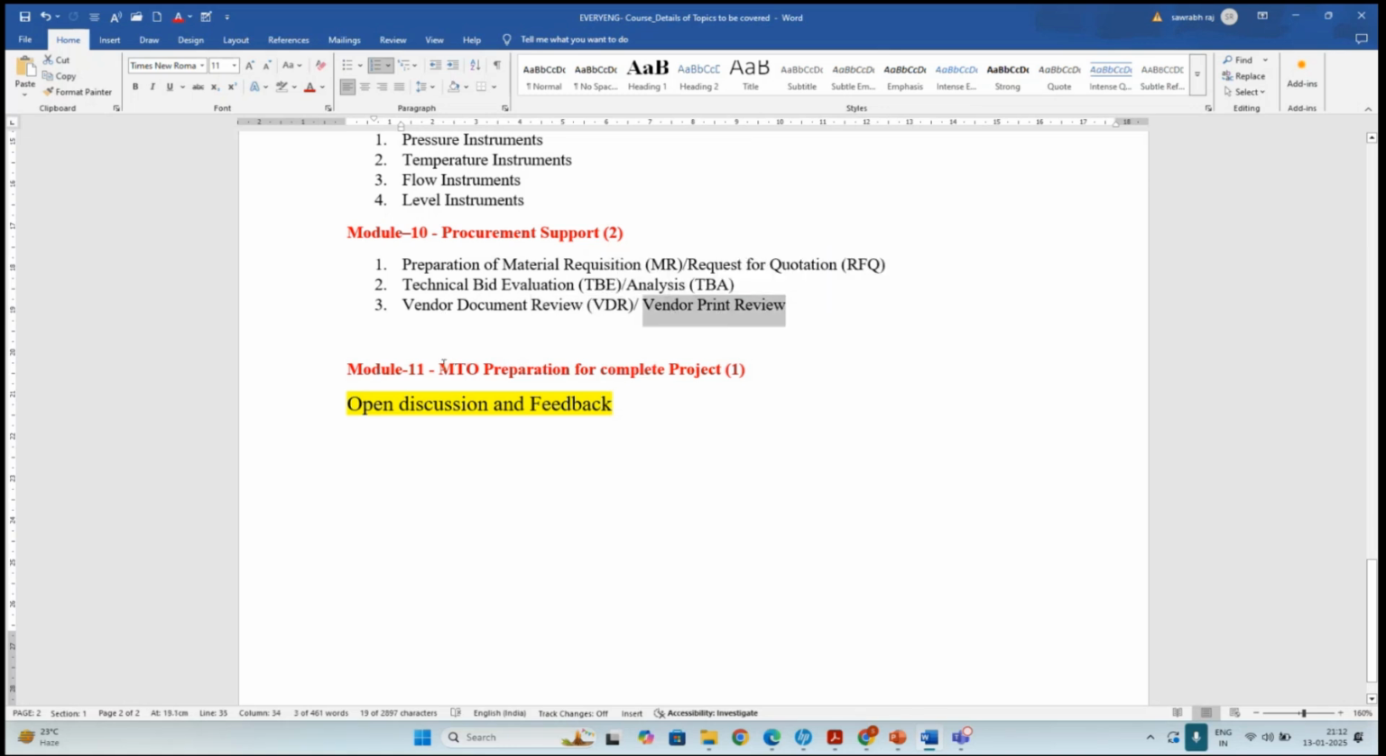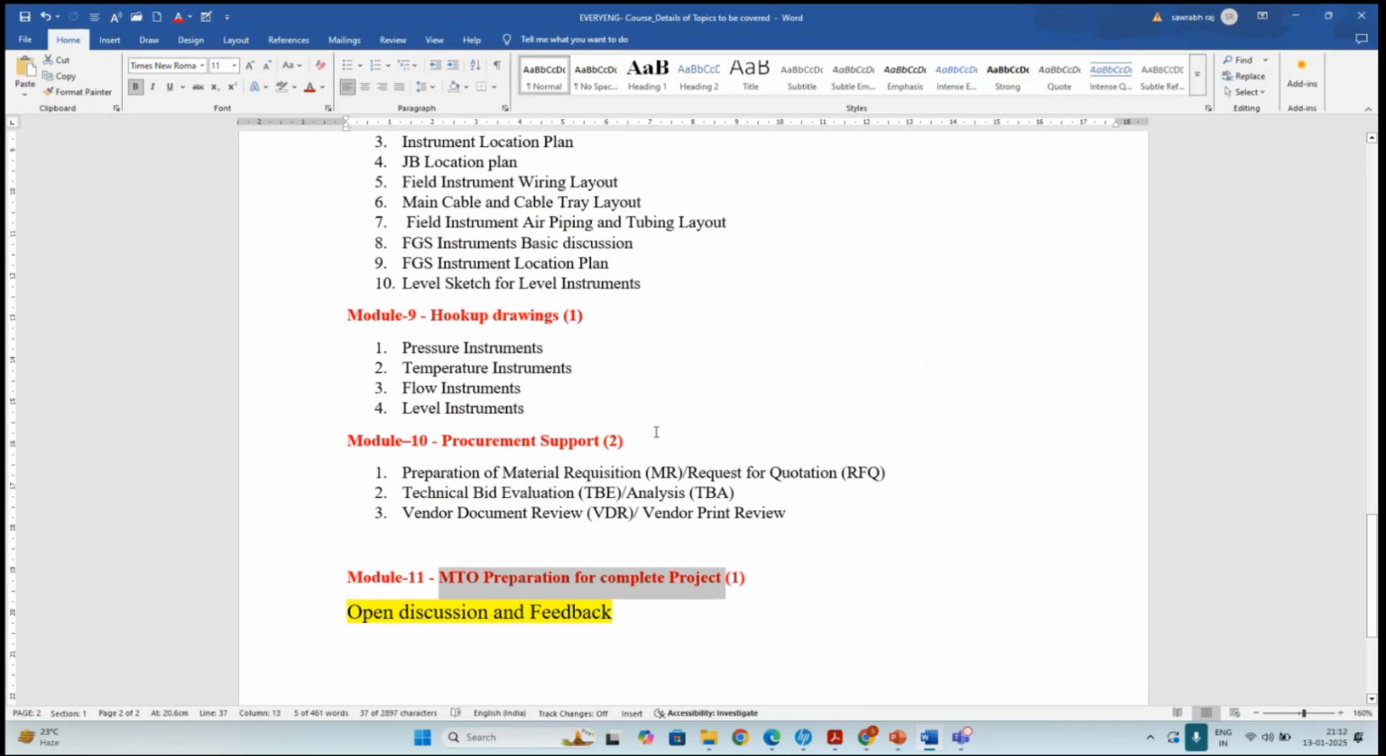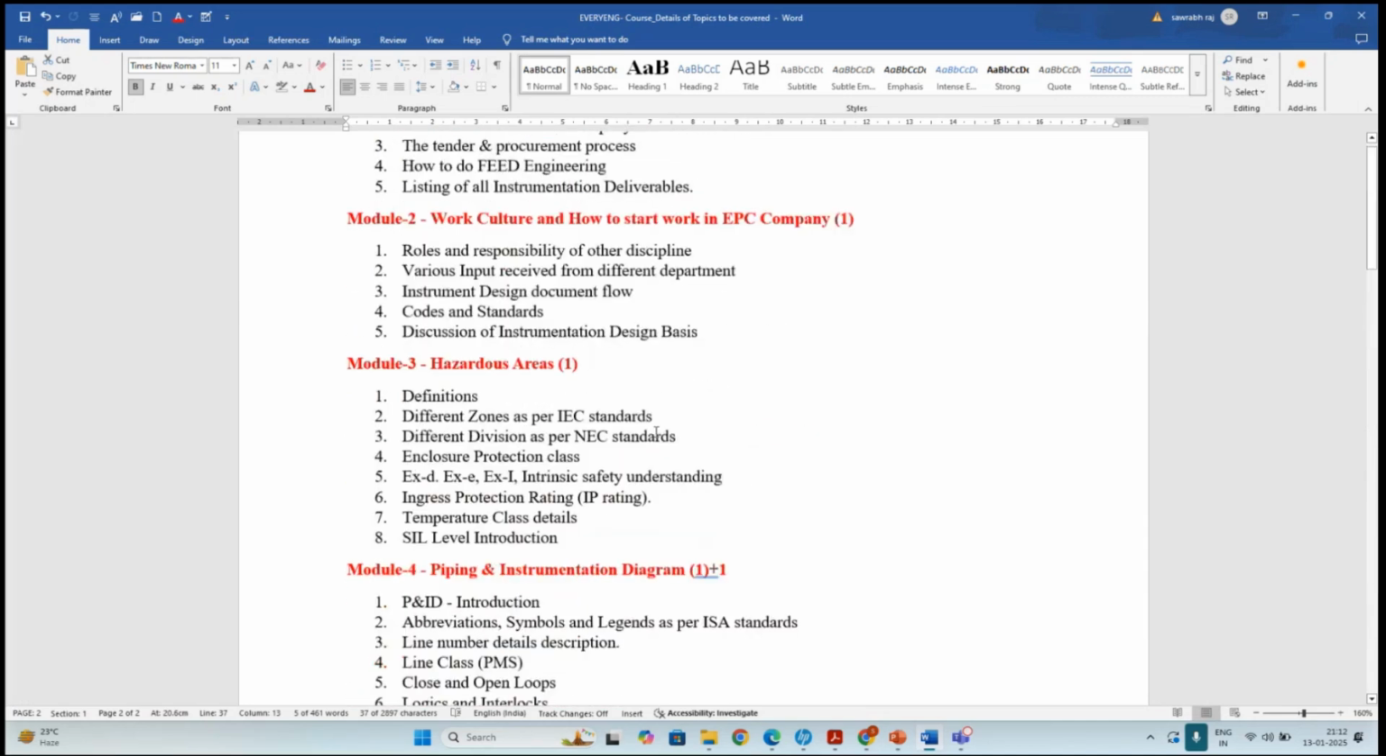And at the end of the session, we will talk about the MTO preparation of the complete project, like how we will prepare the MTO for the complete project. So these are the things which we are going to cover under our training program.